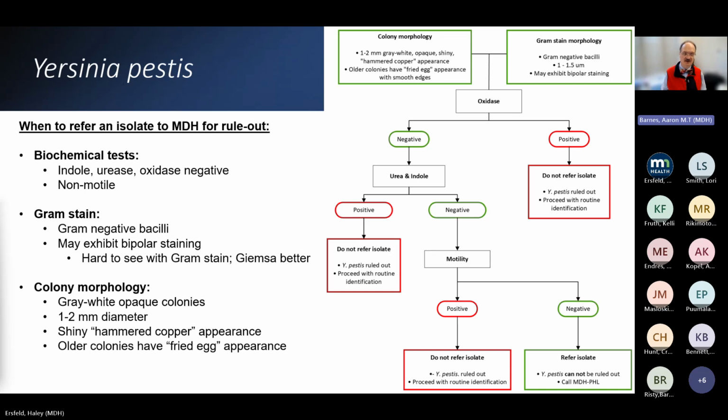So again, indole, urease, and oxidase negative, non-motile. I will just throw out there in general, this is an environmental bug. No one does this anymore, but this is an organism that actually grows better at lower temperatures. So it'll grow faster. You'll get nice growth at 24 hours if you put it in at 28 C as opposed to 35 to 37. But outside of research spaces, almost no one's doing differential growth with different temperatures anymore. So just as an aside, it can have this fried egg appearance, gray-white, opaque colonies. And don't feel bad if you can't see the bipolar staining with a gram stain, because it almost never looks good unless you use a Giemsa. Next slide, please.